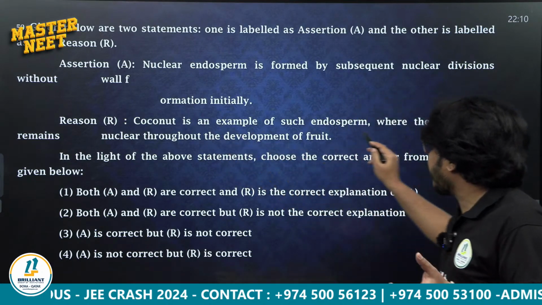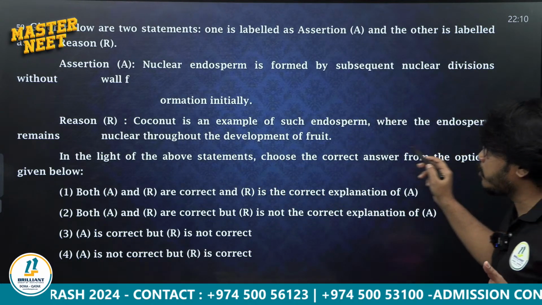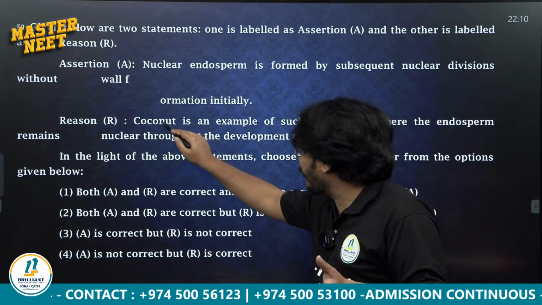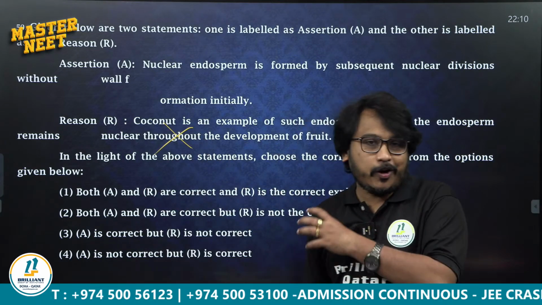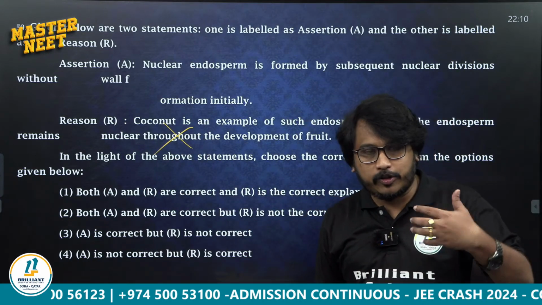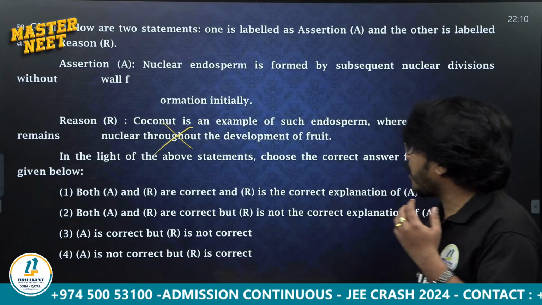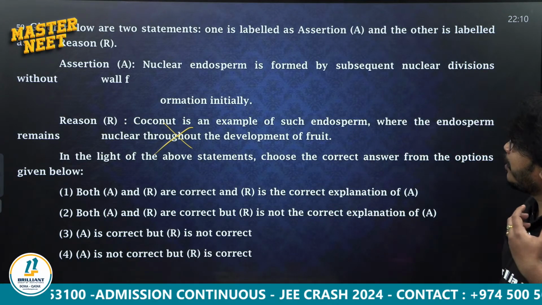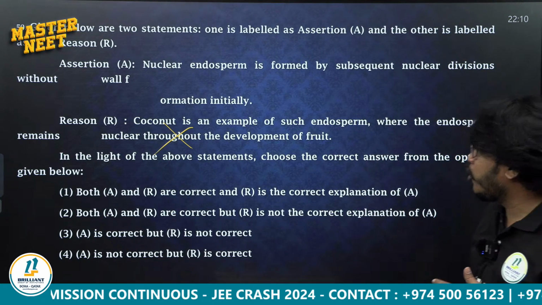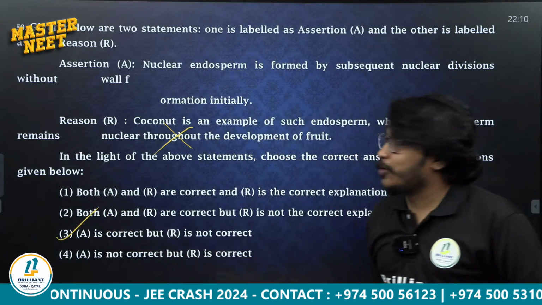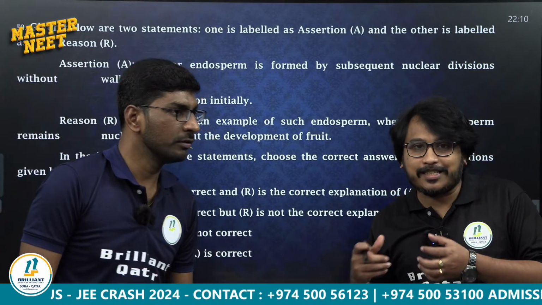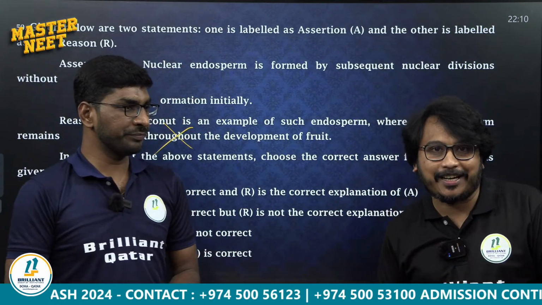So coconut is an example of such endosperm where endosperm remains nuclear throughout life, which is wrong. It's not nuclear throughout life. It also becomes cellular. So assertion is actually correct, but reason is not correct. So hope we touched almost all the parts and examples that were there in NCERT.